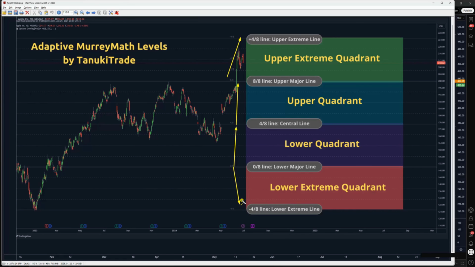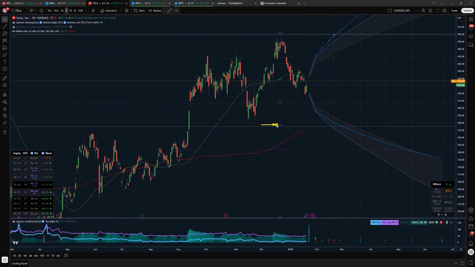So these levels are shown for every single instrument in TradingView. Again, these lines are not predictions, but if you look at Tesla, it was very nice that it bounced back from the 8/8 on the upside. But again, this never tells you the future. If the Murray Math levels are in confluence with, for example, a call resistance or a put support, they might be stronger and have a higher probability that something happens at these levels.